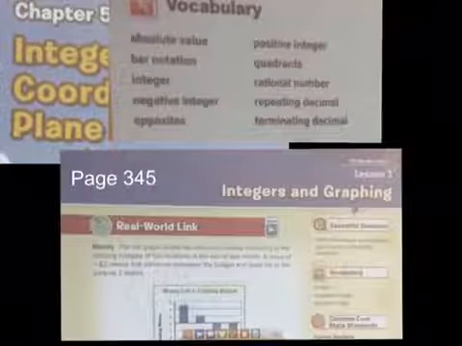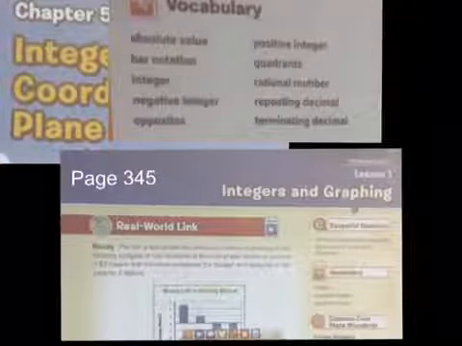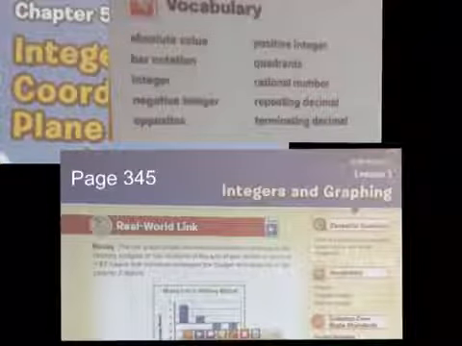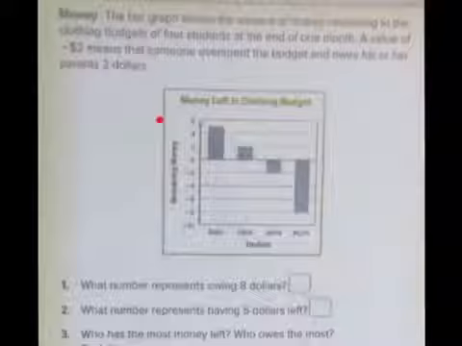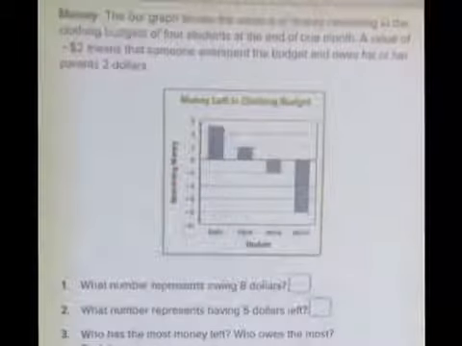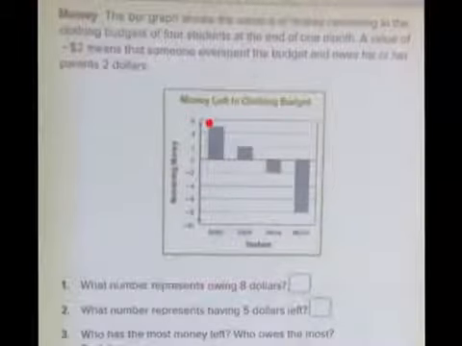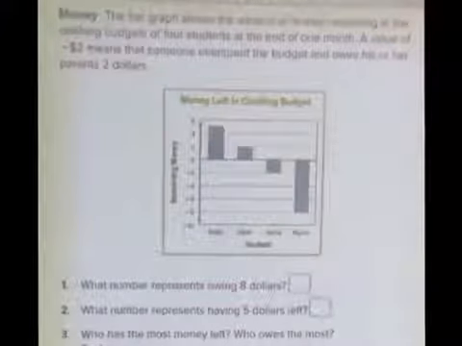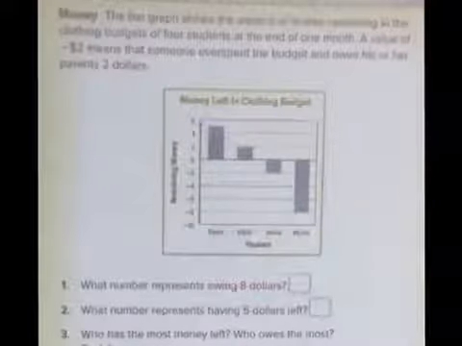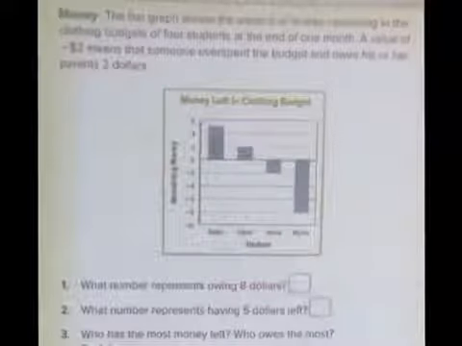Okay, so please turn to page 345 so we can start on lesson 1, which is integers and graphing. Let's look at the real world link. Here we have a graph. Remember, the first thing we always look at when we look at the graph is the title so that we know what we're looking at. Money left in clothing budget. Okay, so someone has a budget and this is their clothing budget. On this side, the y-axis, remaining money, and on the bottom, the student. So we have a group of, it looks like, 4 students.